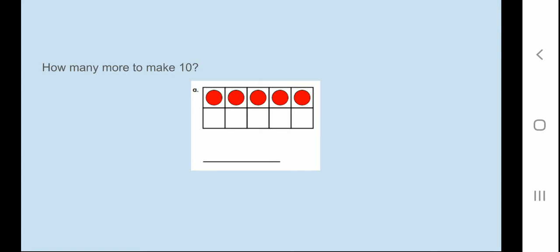Okay, I hope you got a chance to review counting in the tens frame from 1 to 10. Now the next few slides will show you a tens frame with some of the counters filled in. The question on every slide is, how many more to make 10? Your first step is to figure out how many counters there are. Then, figure out how many more you need to make 10. Okay, here's our first one. How many more to make 10?